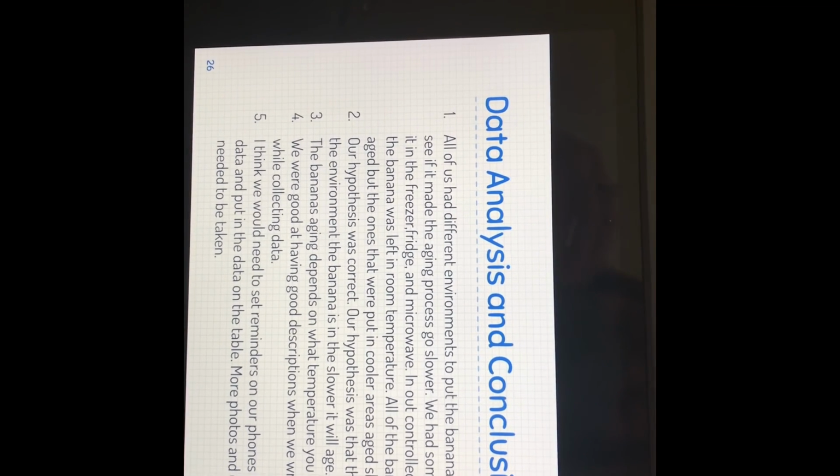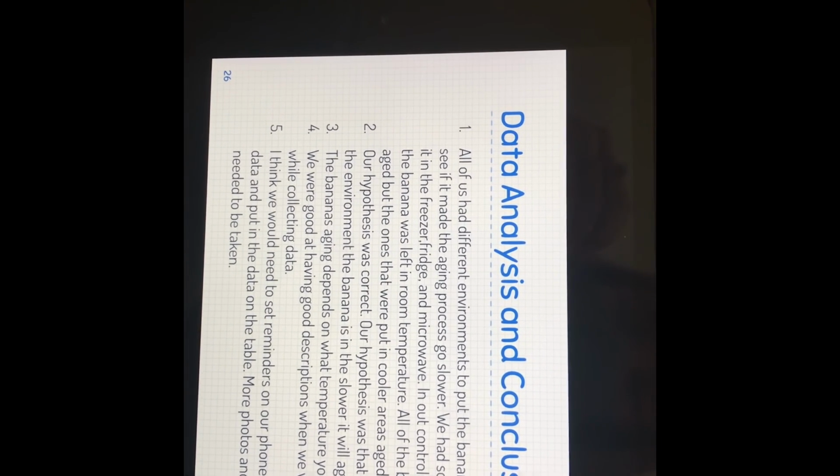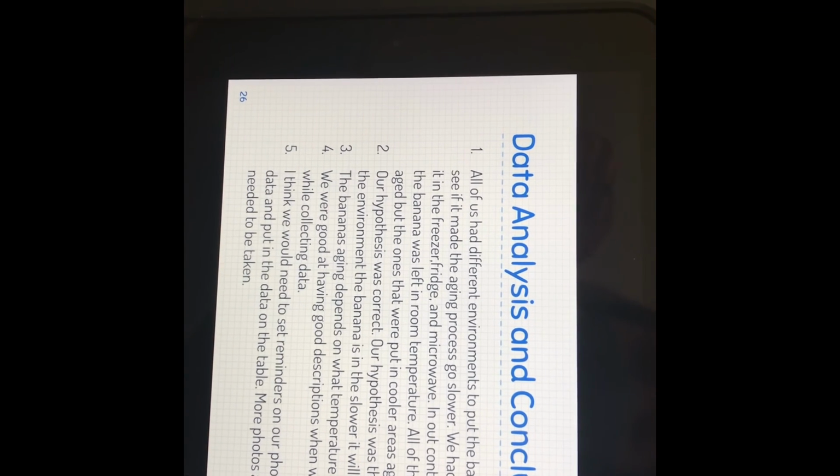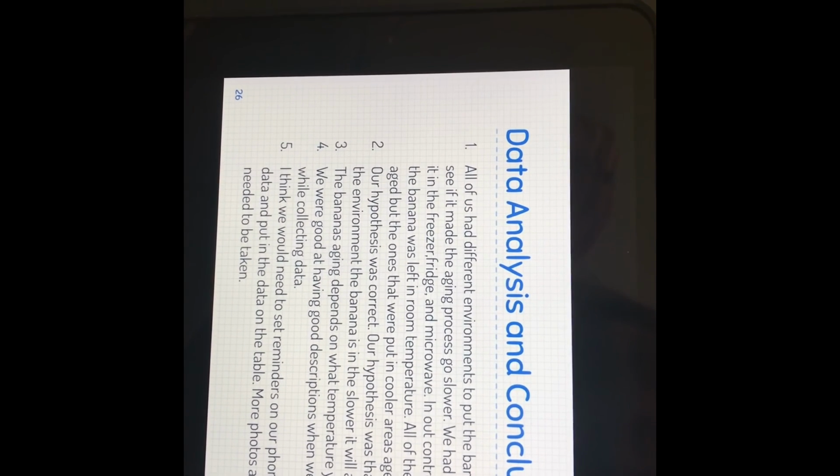Our hypothesis was correct. Our hypothesis was that the colder the environment the banana is in, the slower it will age. The banana's aging depends on what temperature you put it in.